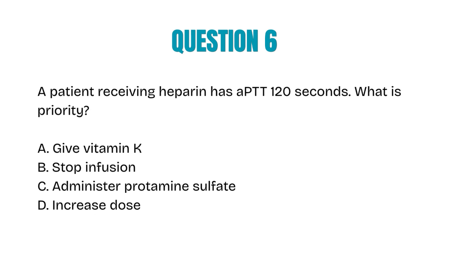Question 6. A patient receiving heparin has a PTT of 120 seconds. What is the priority? A. Give vitamin K. B. Stop infusion. C. Administer protamine sulfate. D. Increase dose.